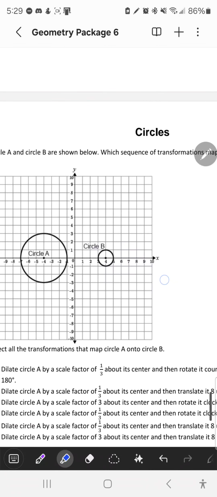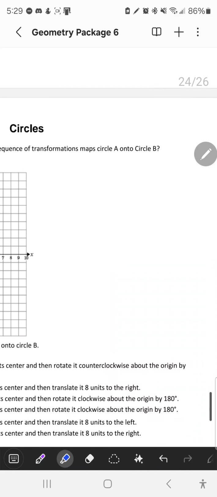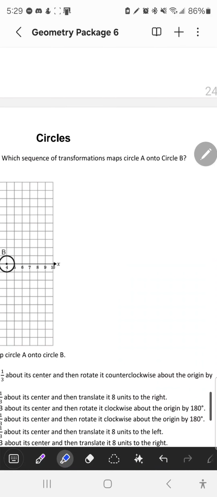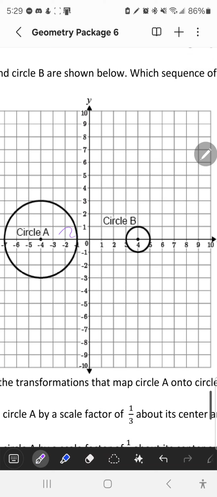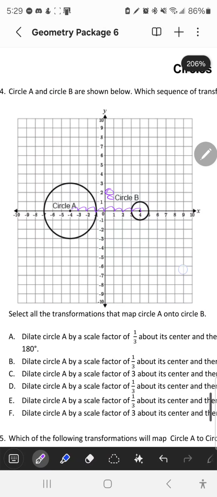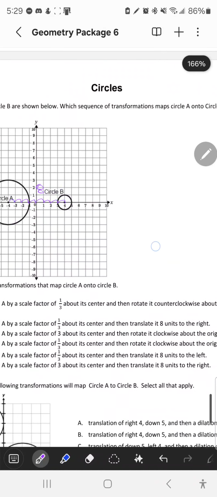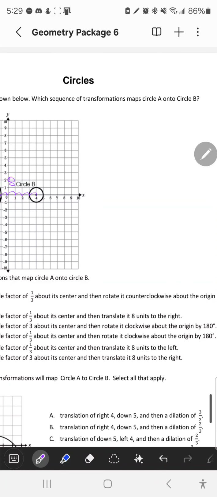Now let's see here. Circle A and circle B are shown. Which sequence of transformations maps circle A onto B? Well, I can count 1, 2, 3, 4, 5, 6, 7, 8. 8 to the right. Do we have that? Okay, we have a translation 8 to the right.